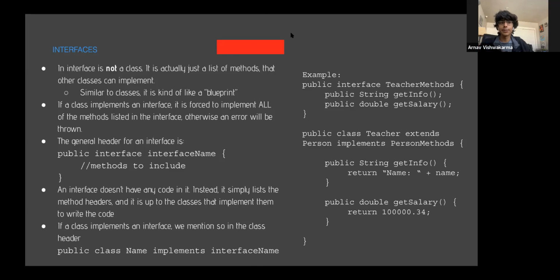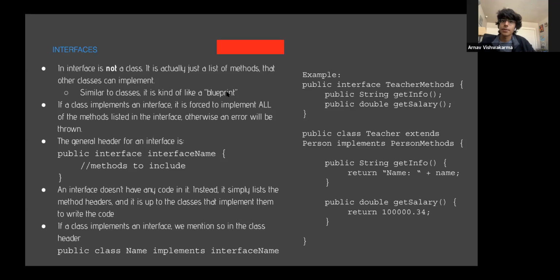So if a class implements an interface, we mention so in the class header. So we say public class, and then the name of the class, implements, and then the name of the interface, as we did with the inheritance demo. So on the right side of the screen, we can just see a simple demo of this. So we have an interface called TeacherMethods, where we have the two methods listed, which are getInfo and getSalary. And one thing to note is that we actually don't have any code for this. Instead, we just have the method headers and then a semicolon right after that.